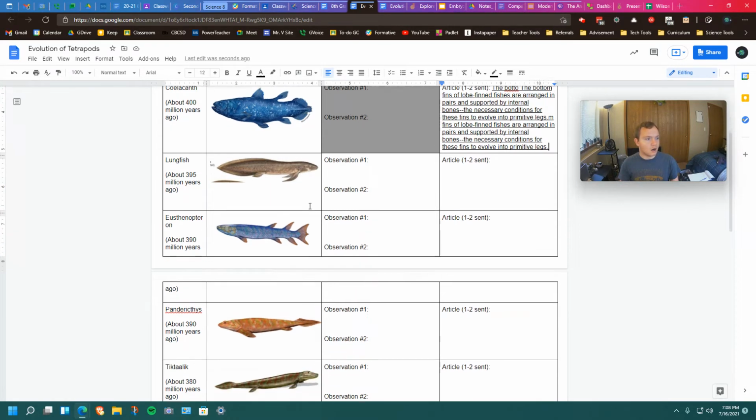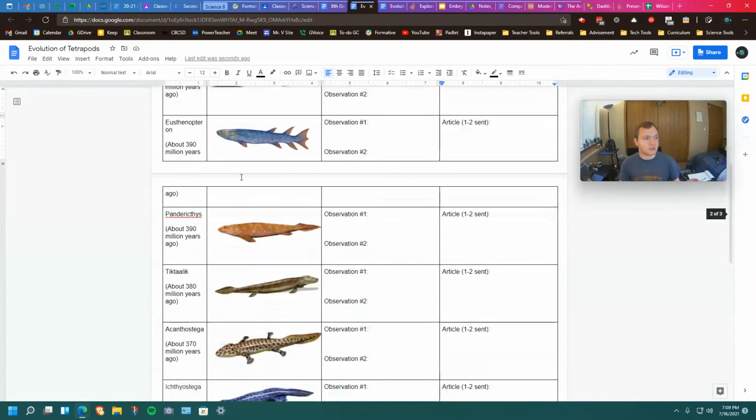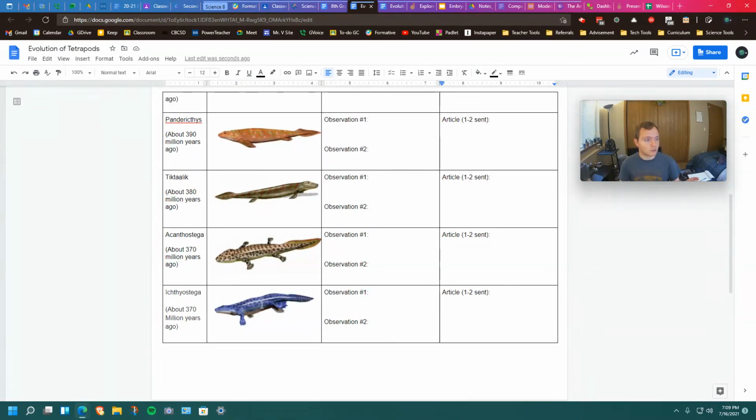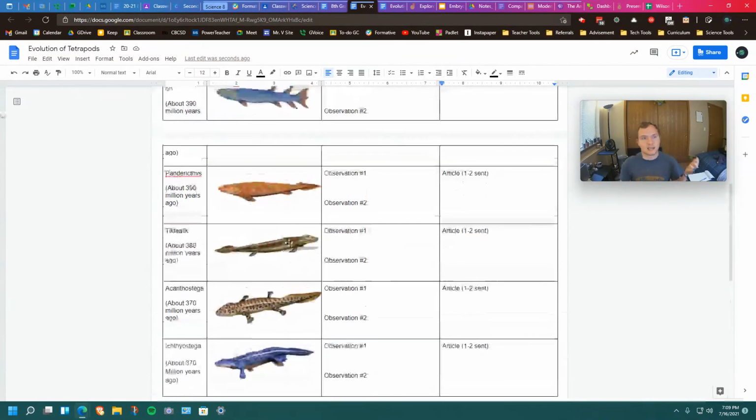So you will start on the lungfish, and you're going to compare, just using your observations, this picture of a lungfish to the coelacanth, and then you'll look for the article to either talk about the lungfish or look at the pictures down at the very bottom and then compare the two. And you'll do that for the rest of these different fish, leading on to these more salamander type animals. And then at the very end, once you've gone through those different ones, you're going to try and put this one within this lineage, so to speak, of animals.